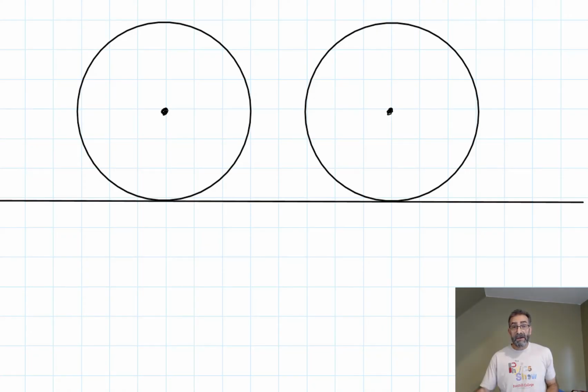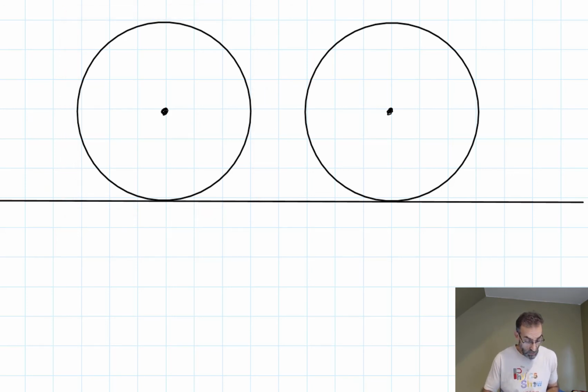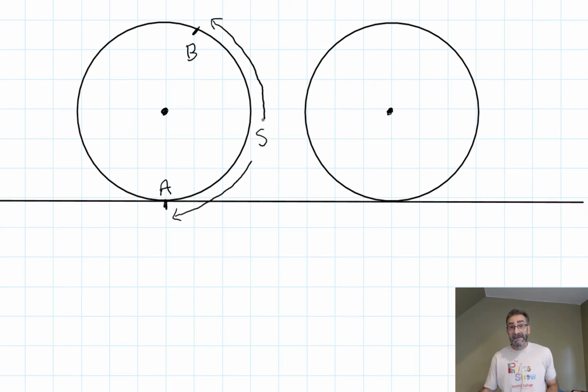So let's take a look at a wheel that rolls just a short distance to the right. On the left side, I've got my wheel in its initial location. And I'm just going to mark 2 points on the wheel. I'm going to mark the point that's in contact with the ground. We're going to call that point A. And some point up here, we're going to call that point B. And there's an arc length, S, the arc length between A and B.